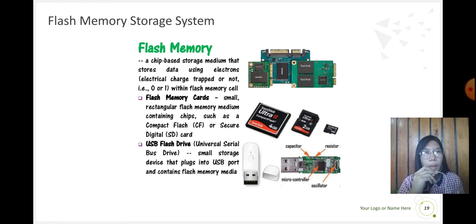Next is a flash memory storage system. Flash memory is a chip-based storage medium that stores data using electrons, which is electrical charge trapped or not, 0 or 1 within a flash memory cell. A flash memory card is a small rectangular flash memory medium containing chips such as a compact flash and a secure. And the last, the common one, is the USB flash drive, universal serial bus drive, a small storage device that plugs into a USB port and contains flash memory media.